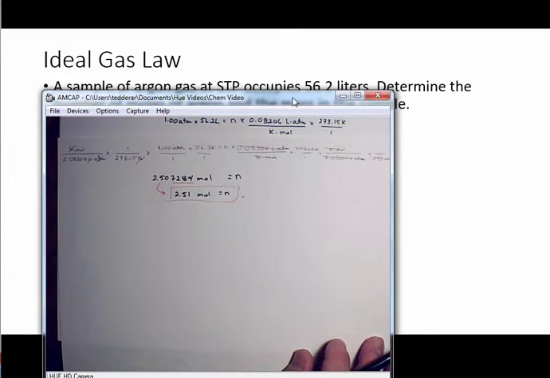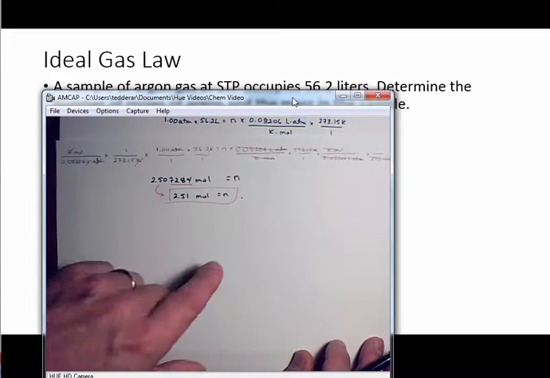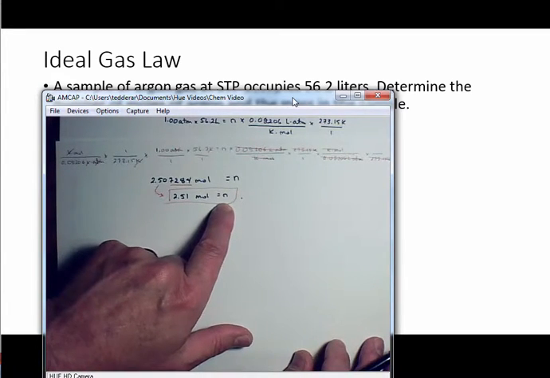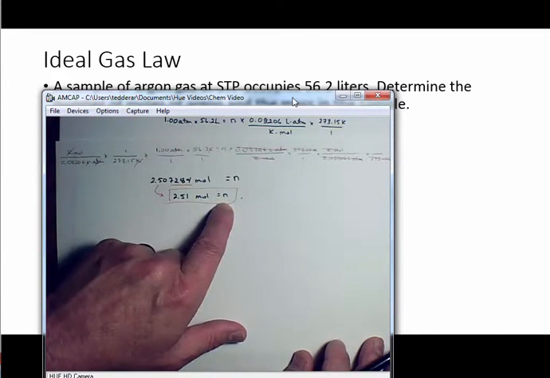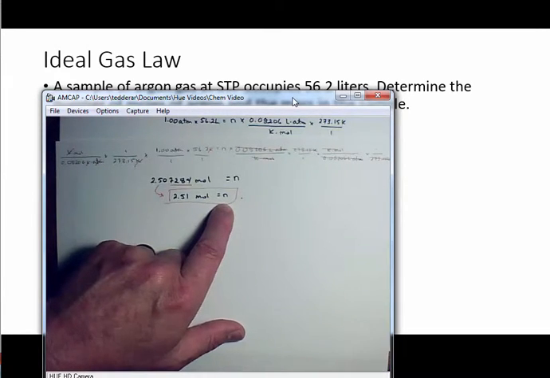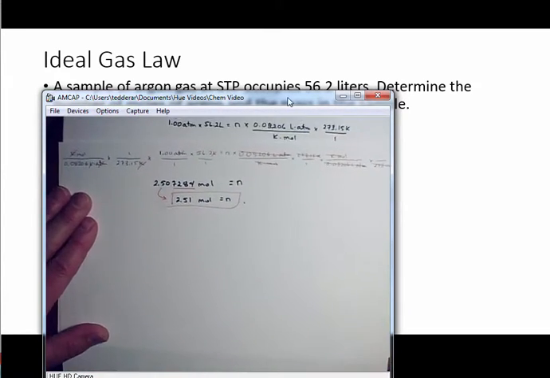Oh, yeah. Really? Go from 2.51 moles over... Well, that would be true if you were dealing with volume, but we're in moles and we want to go to mass. We need a molar mass. Yeah. What of argon, right. Of argon.